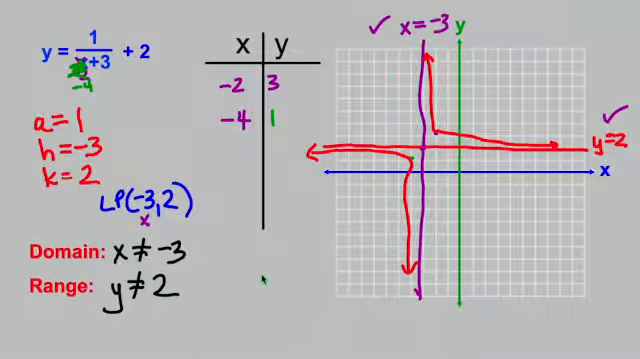So that's it. That's how you make the last two types of functions, and how you deal with a, h, and k, whether it has asymptotes, all that kind of lovely information.